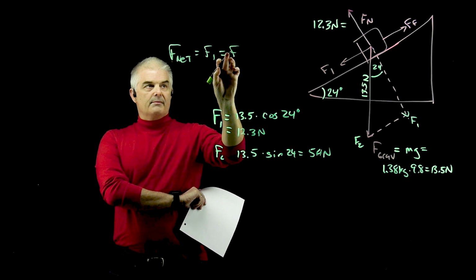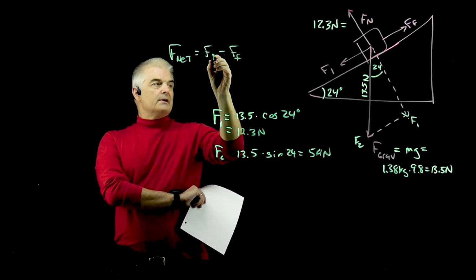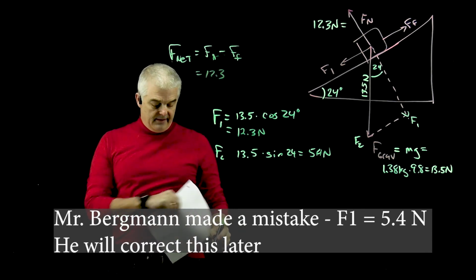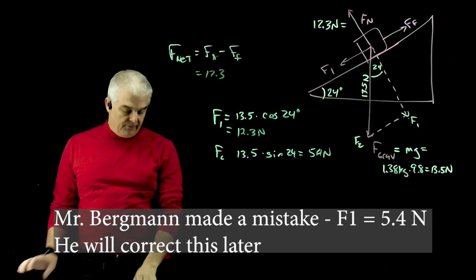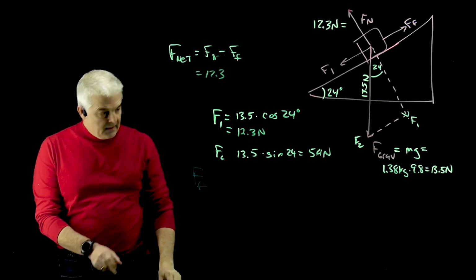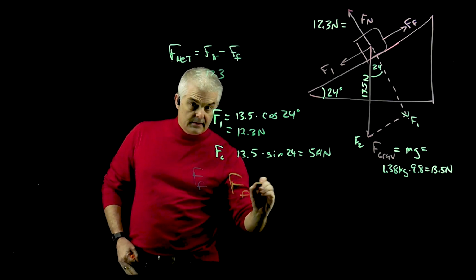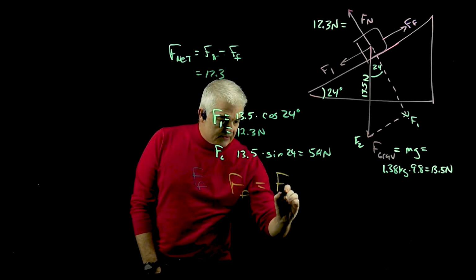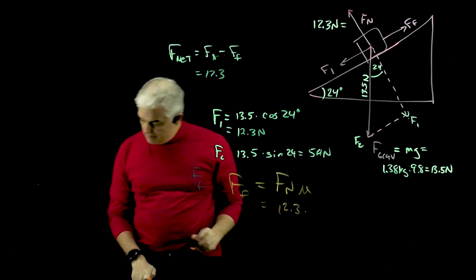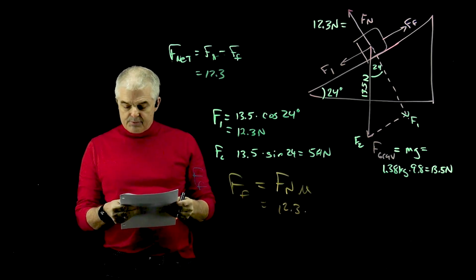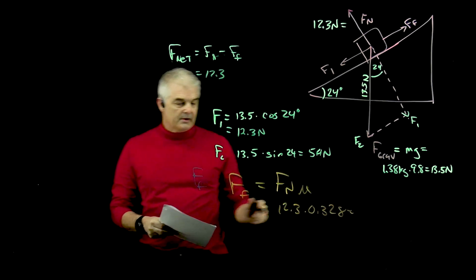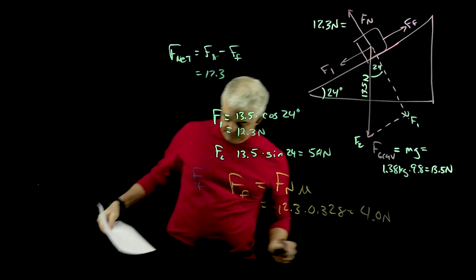minus FF, right? But we know F1, it's 12.3, so that's easy, but I got to find the FF. So remember, the frictional force, FF, that's not very clear, is it? The FF is equal to the normal force times mu. And the normal force is 12.3, and the mu is given in the problem as 0.328. So when I multiply those two together, I get 4.0 newtons.